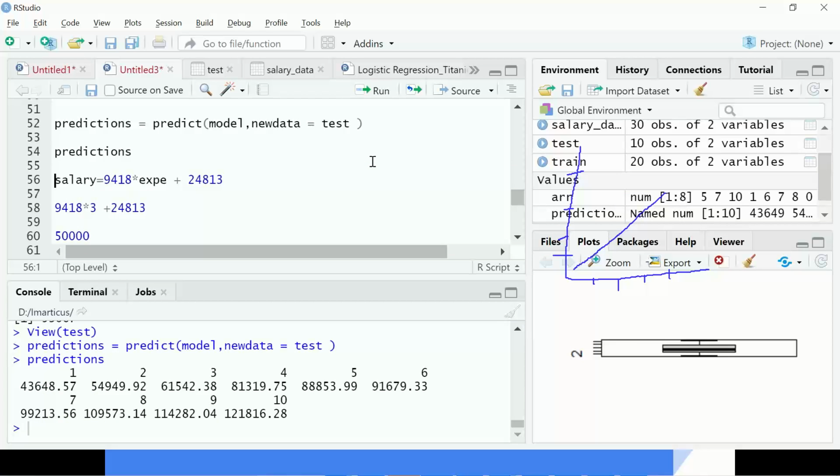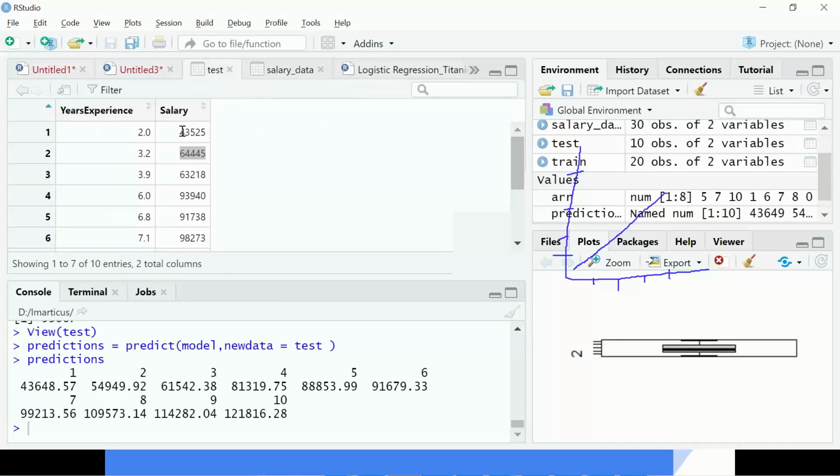So this is what my model is predicting. This is also a vector, right? Prediction is also a vector. 1, 2, 3, 4, 5, 6, 7, 8, 9. This is a vector that I have got. For the first row, when the salary was 43,525, my model has predicted the salary of 43,648.